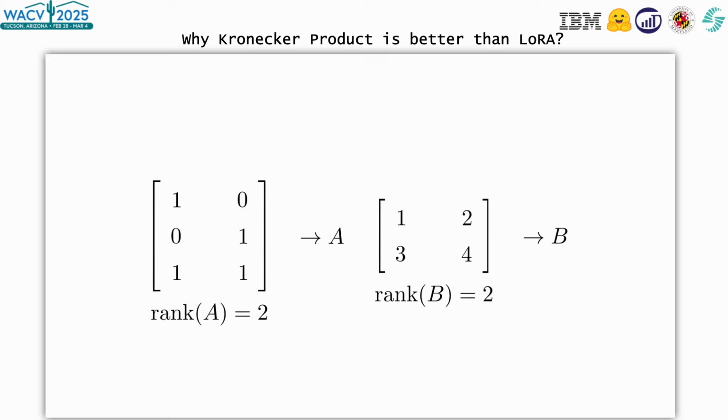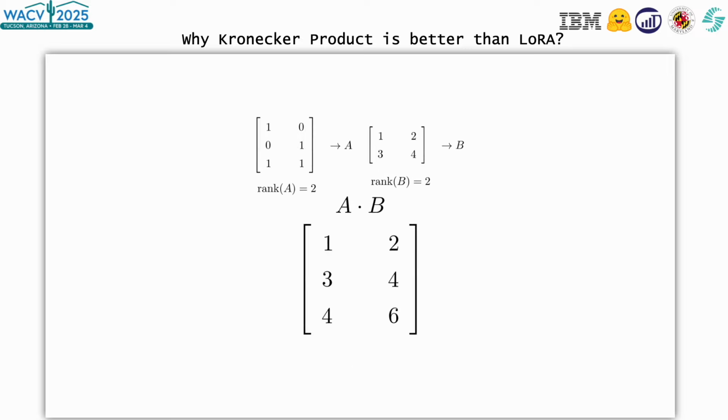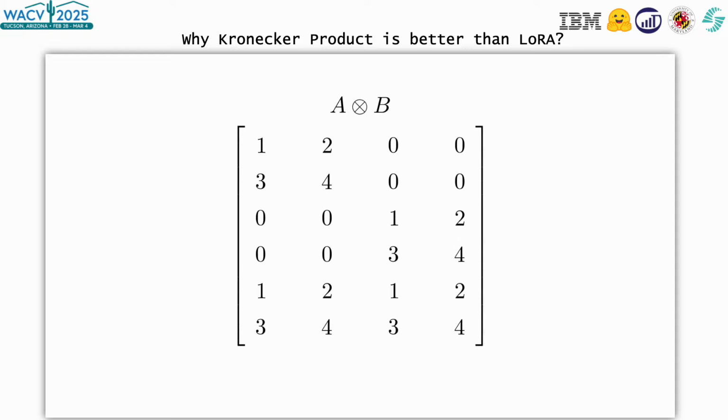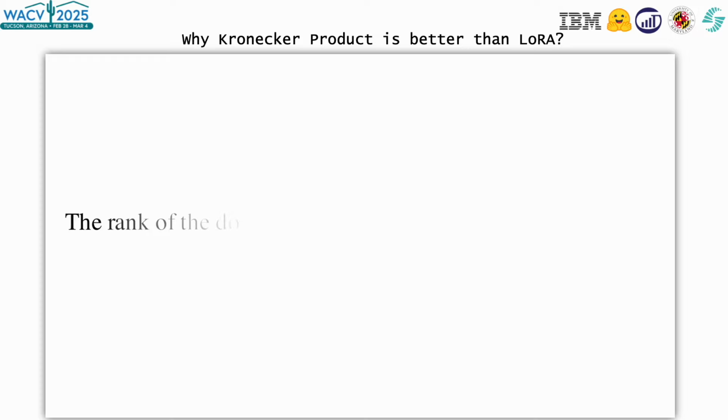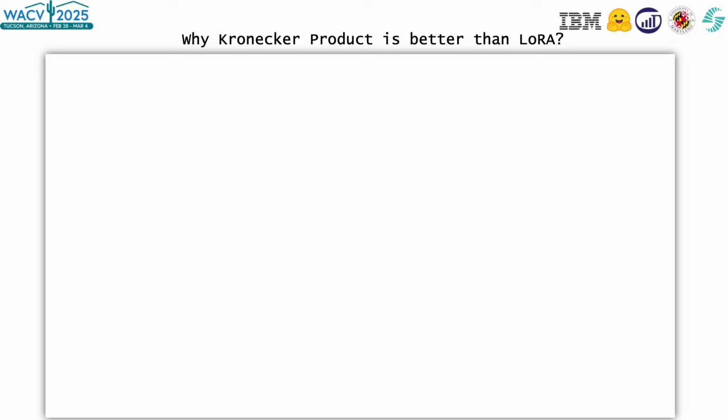Consider two matrices, A with dimension 3 cross 2 and B with dimension 2 cross 2. Their dot product results in a matrix of dimension 3 cross 2, leading to rank 2. Now, the Kronecker product results in a matrix of dimension 6 cross 4, which leads to rank 4. This multiplicative rank property of Kronecker products is the core reason.